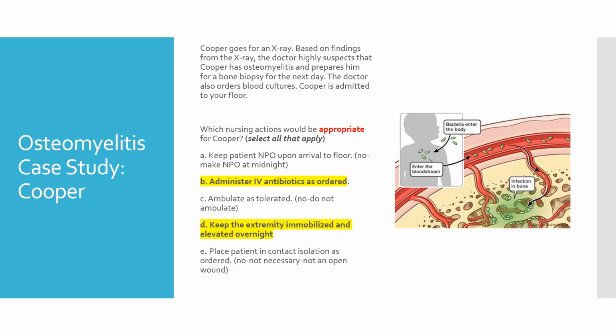Yes. Ambulate as tolerated. No, we're not going to ambulate. We're going to have him rest. Keep the affected extremity immobilized and elevated overnight. Yes. Place the patient in contact isolation as ordered. So we're not going to put him in isolation. It's not necessary. There's not an open wound and there's nothing draining. Usually with osteomyelitis, you'll just have some warmth around the area and some redness, but no drainage.